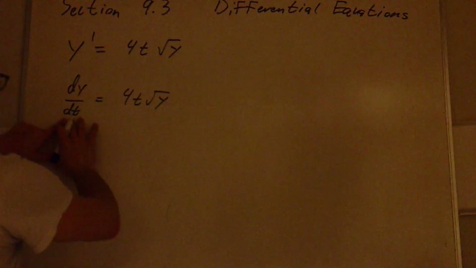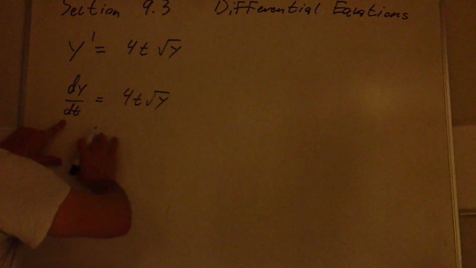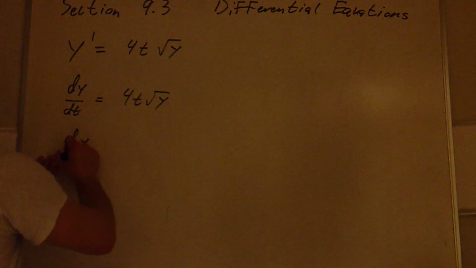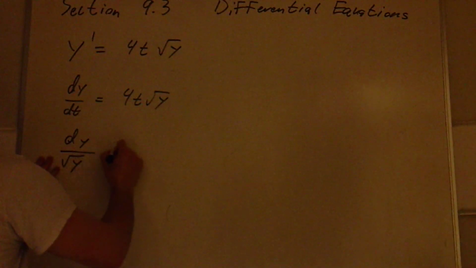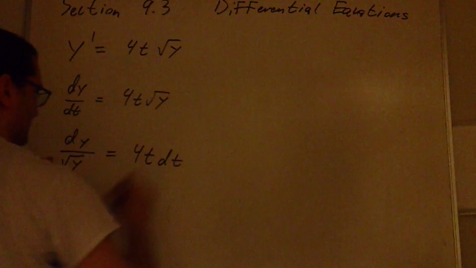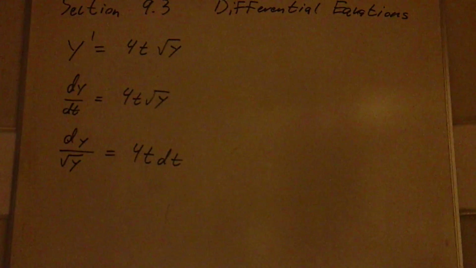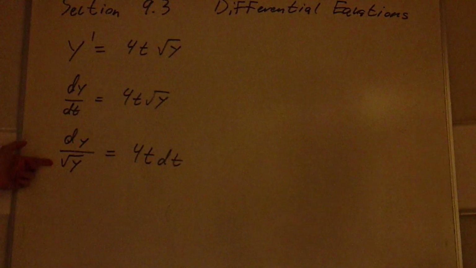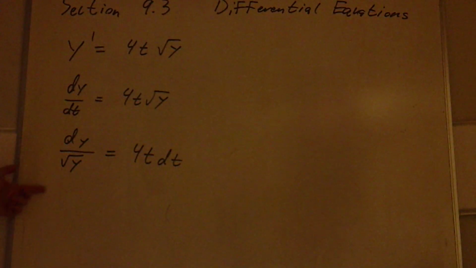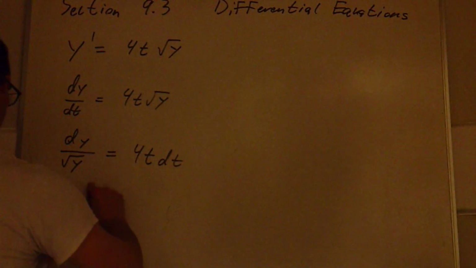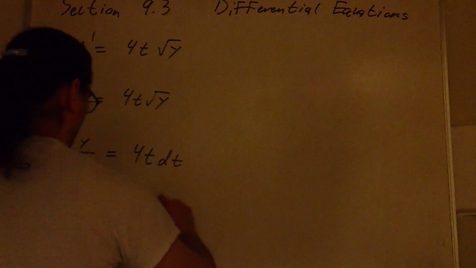I'm going to put all my t's on this side and all my y's on this side. So that's going to involve dividing by the square root of y and multiplying by dt. And then I'm going to do one more step here because having a square root in a denominator seems like a pain. I'm just going to rewrite this as y to the negative 1/2 dy equals 4t dt.